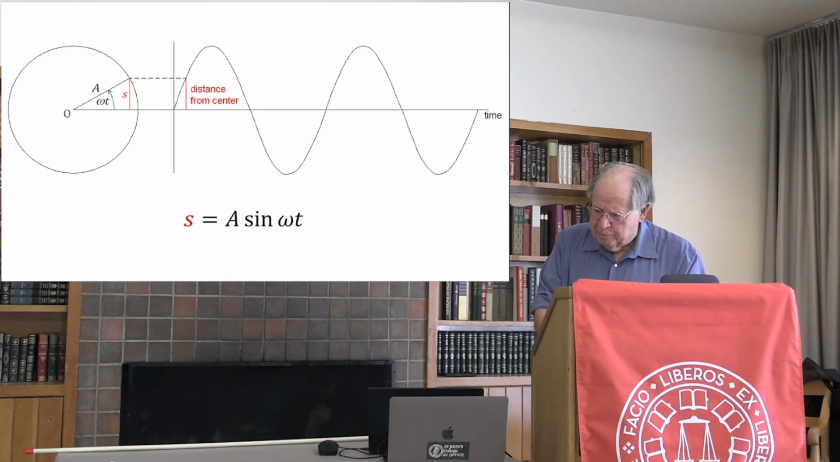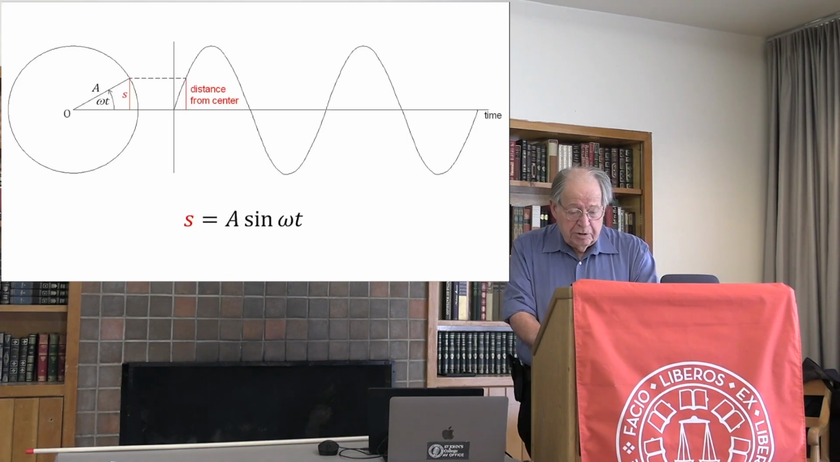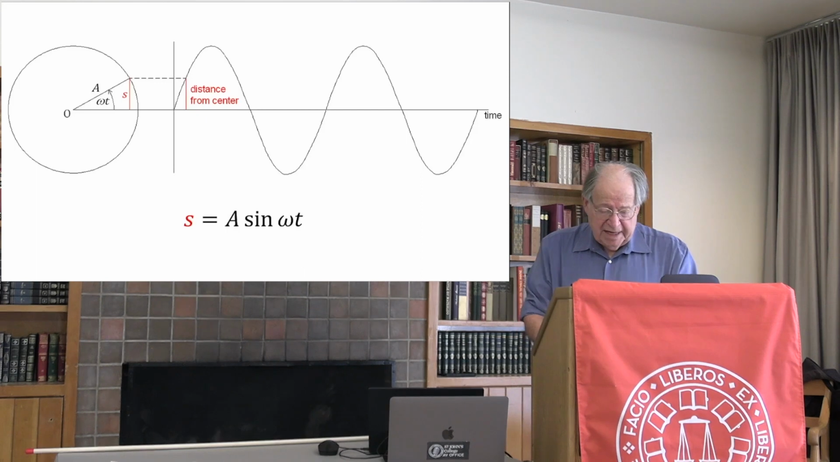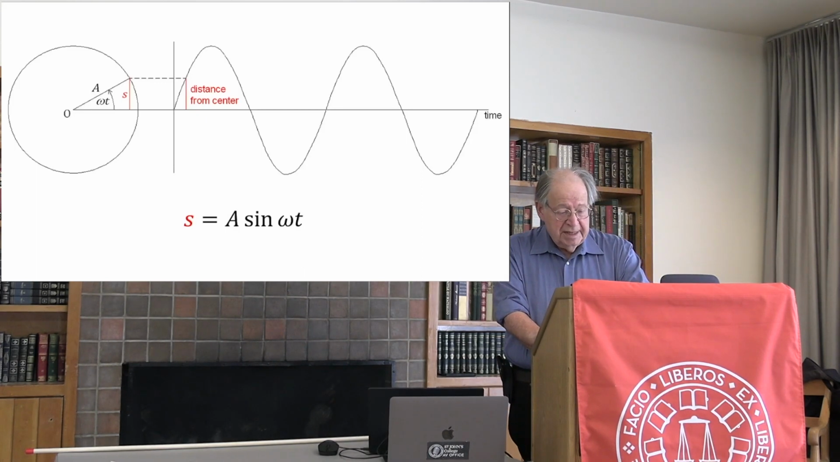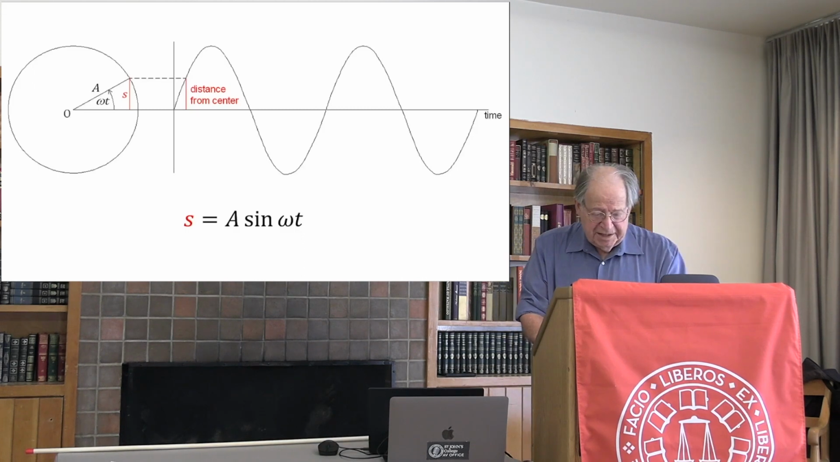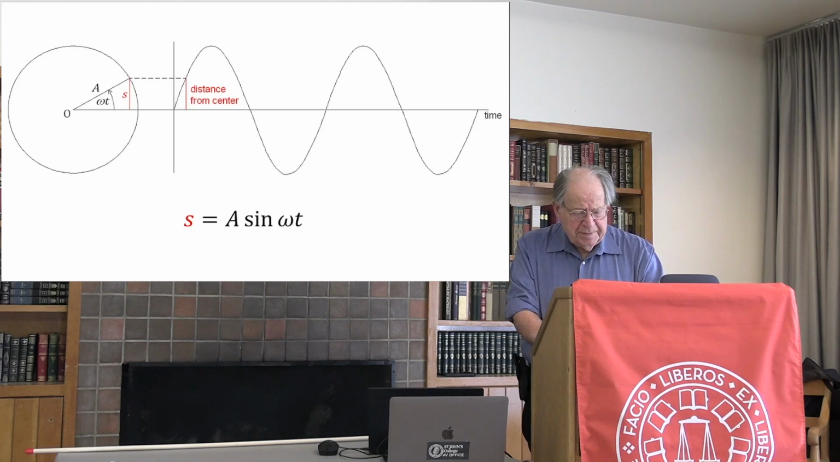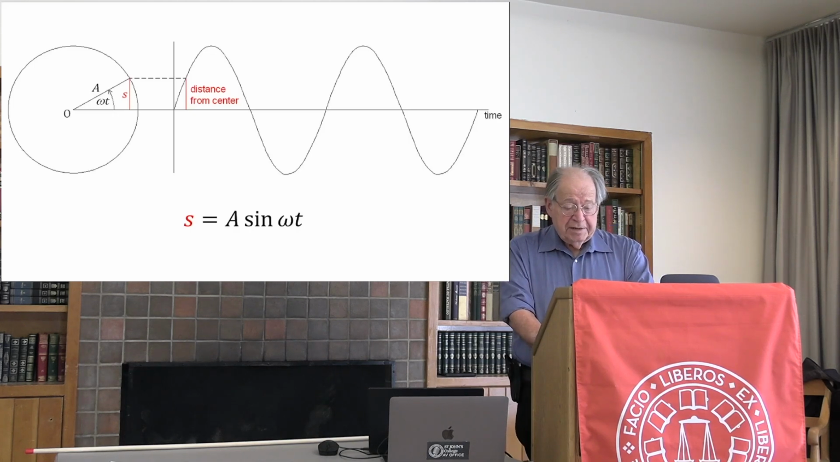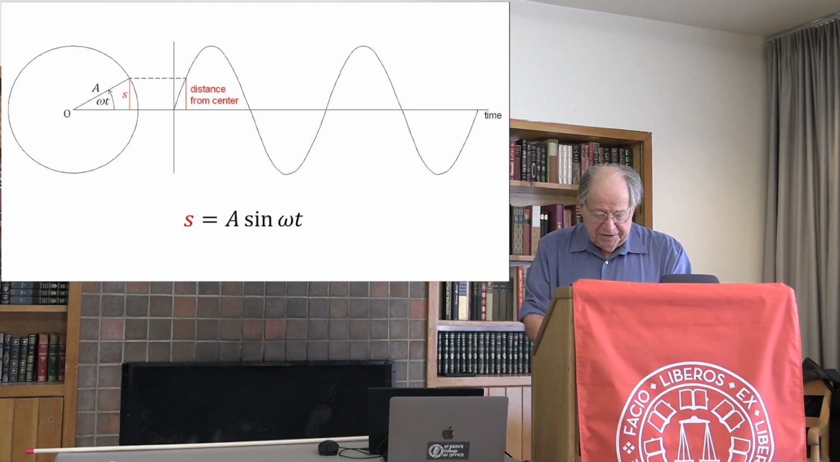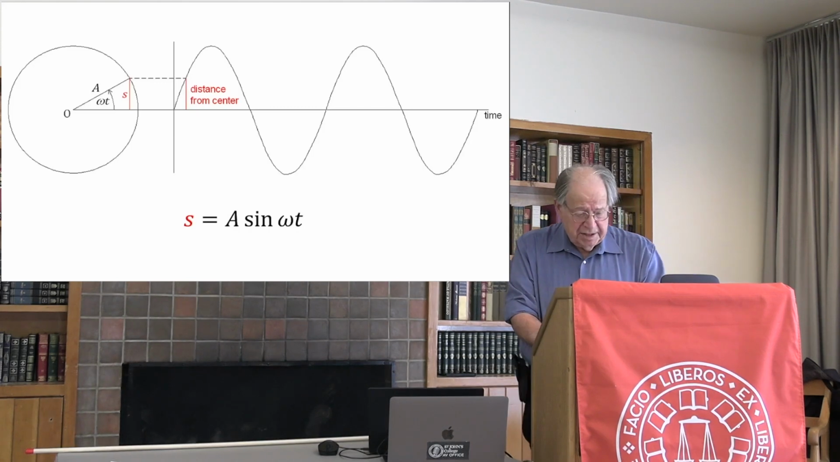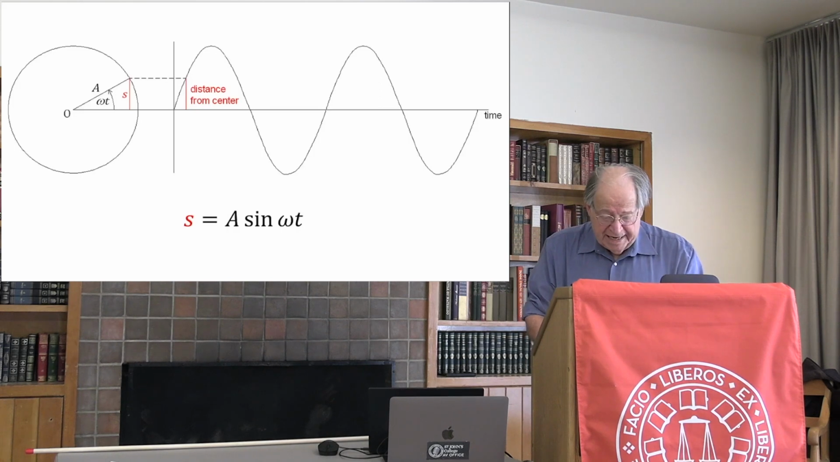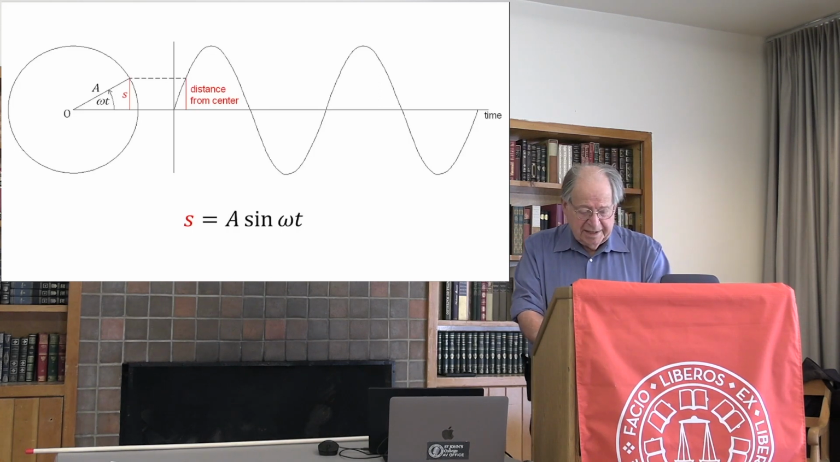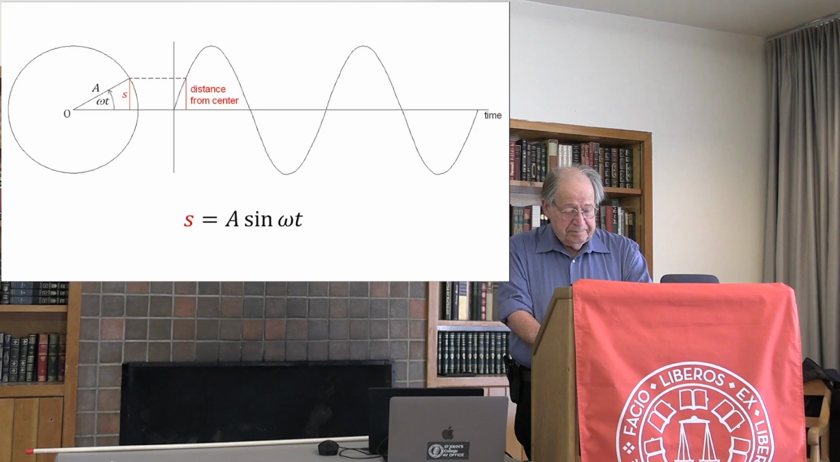The circle has radius a. As it rotates, the vertical distance s ranges between positive and negative peaks according to the equation s equals a sine omega t. And in the first semester junior laboratory, we confirm experimentally that these changing values of s correspond to the changing displacements of the pendulum as it swings from side to side about its central position.